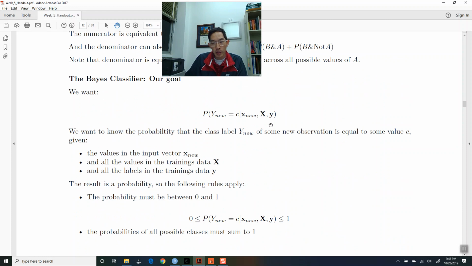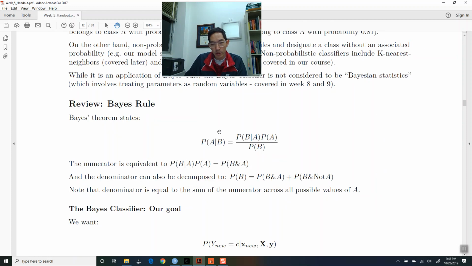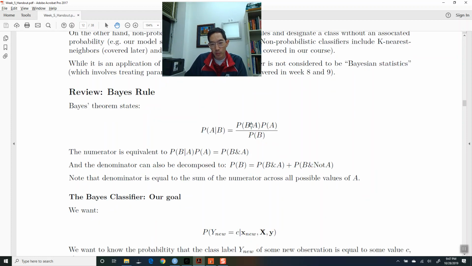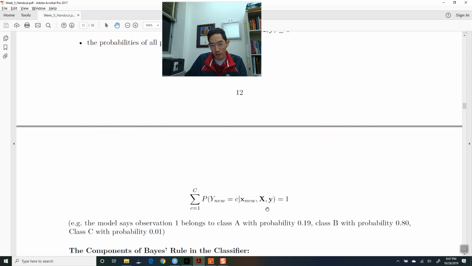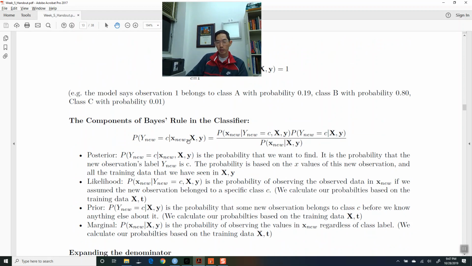So if we apply Bayes' rule here, which is, again, A given B is equal to B given A times the probability of A divided by the probability of B, okay? We're going to call this part the A: the probability of Y new equal to C, that's going to be the probability of A given the B. The B is going to be the observed data, X, along with all the training data. We're going to rewrite the Bayes classifier that way.